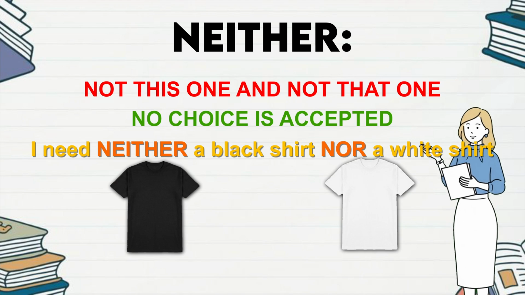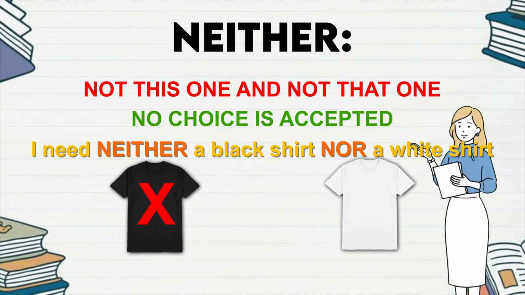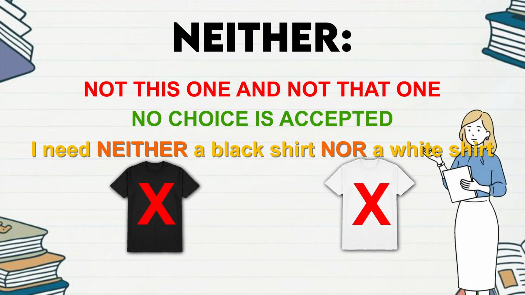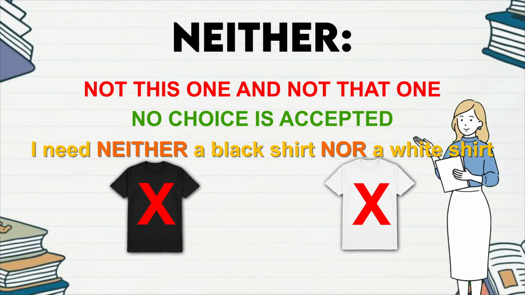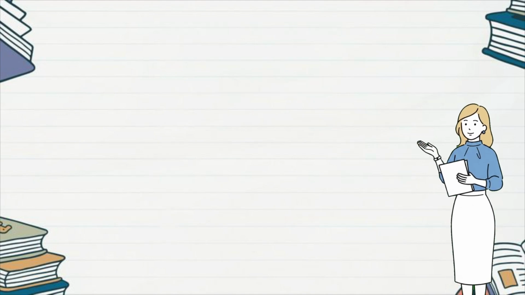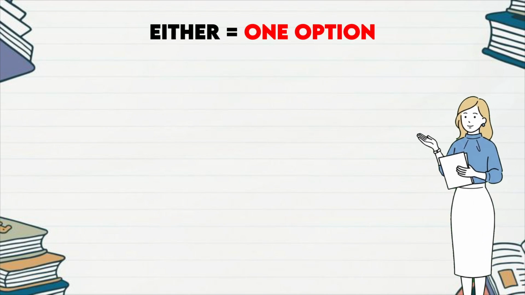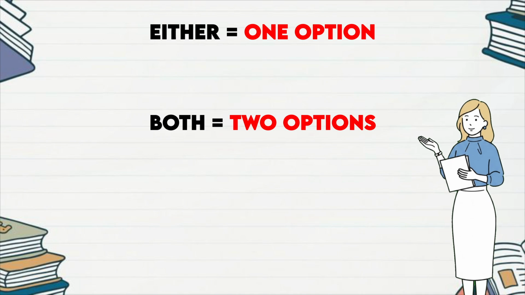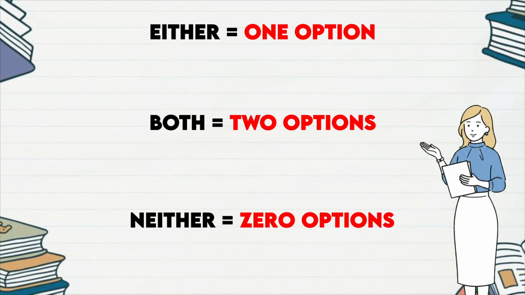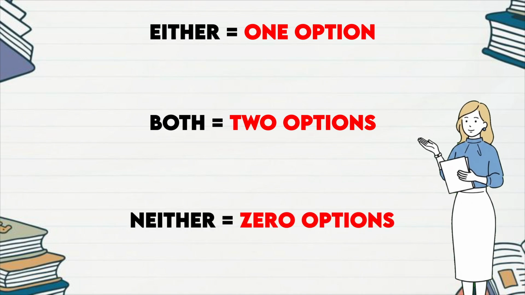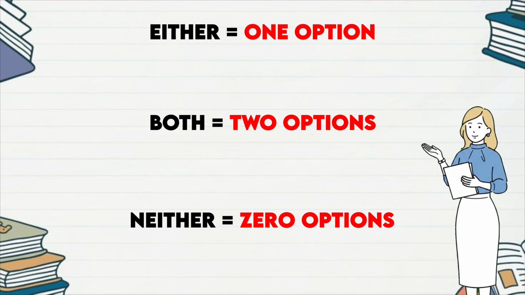The speaker doesn't want the black shirt. The speaker also doesn't want the white shirt. In other words, they want none of them. Here's a quick trick to remember everything. Either equals one option, both equals two options. Neither equals 0 options. If you memorize just this, half the topic is done.